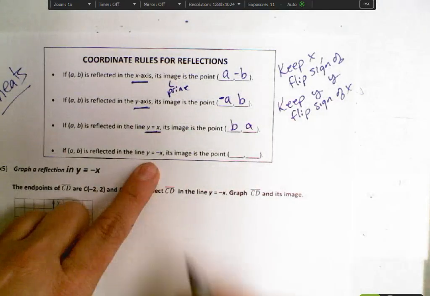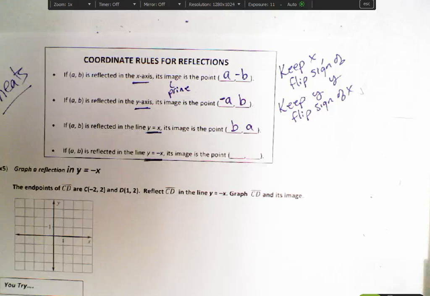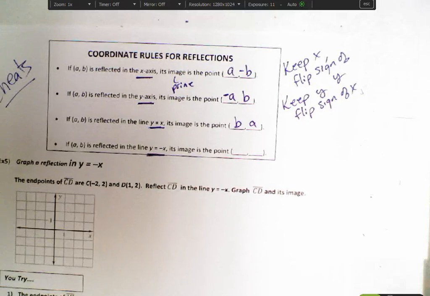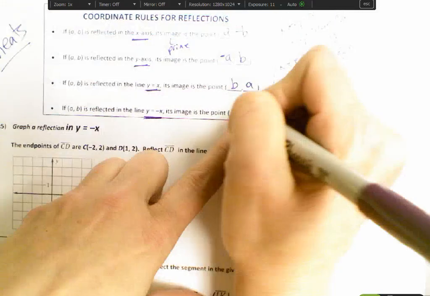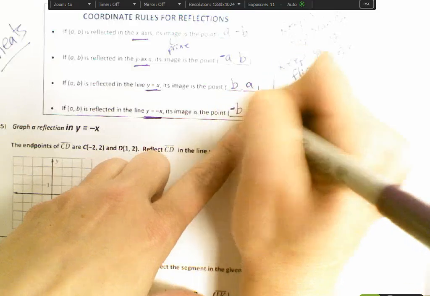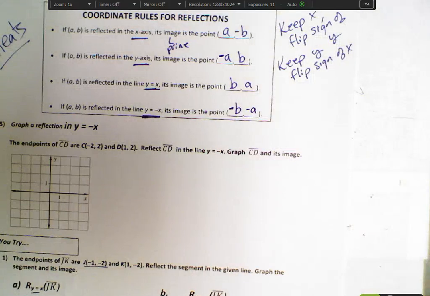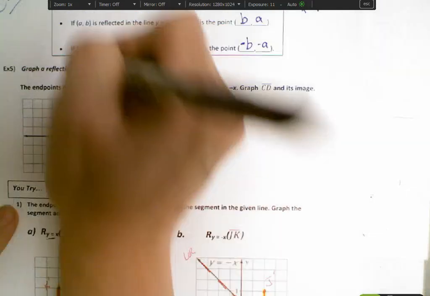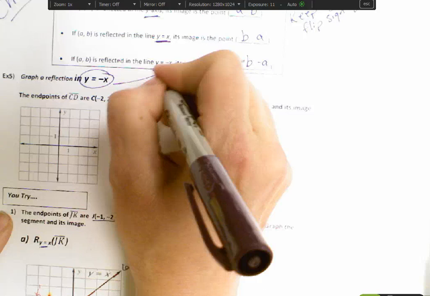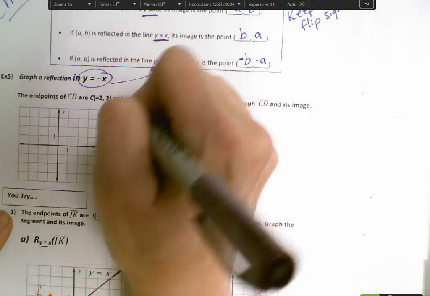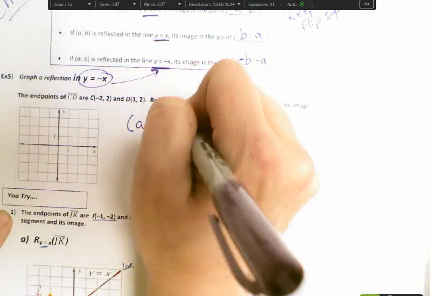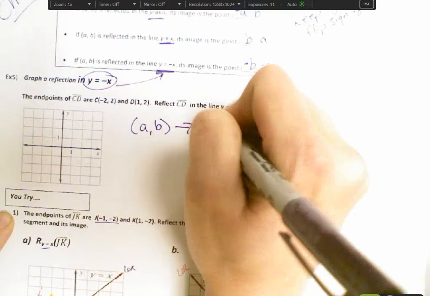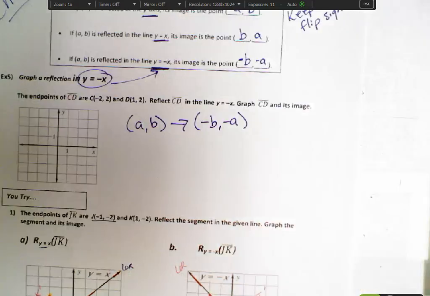And then if I have y = -x, so that means I have a slope of -1 for my line of reflection, it means to switch the position and the sign of your x and y. So let's try a couple. These aren't so bad. So y = -x. So I take a look at my list. Oh, look. That means I'm going to map (a, b) to (-b, -a). That's just the same thing as x and y.